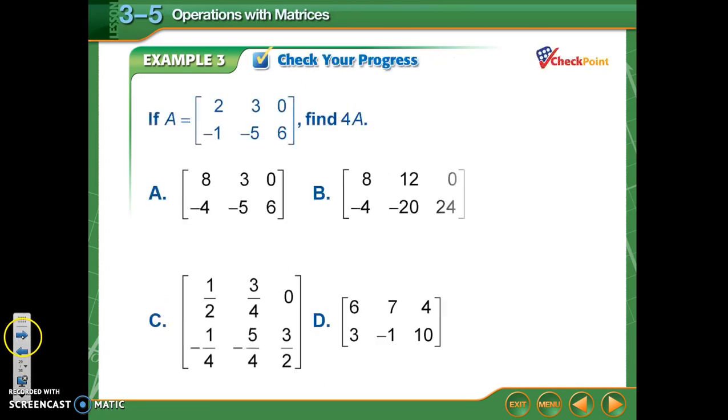All right, you guys try this one. Find 4A. Hopefully you got B. 4 times every element of matrix A gives me this result. And just a reminder, this is a 2 by 3 matrix. 2 rows, 3 columns.